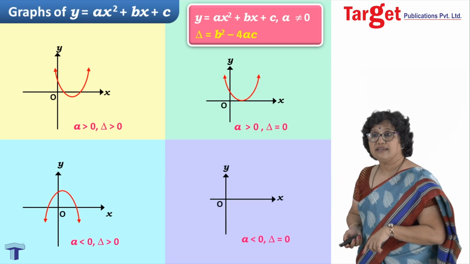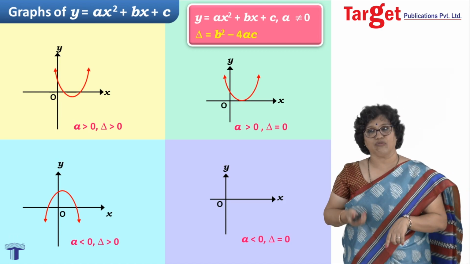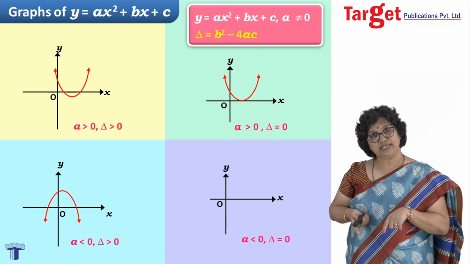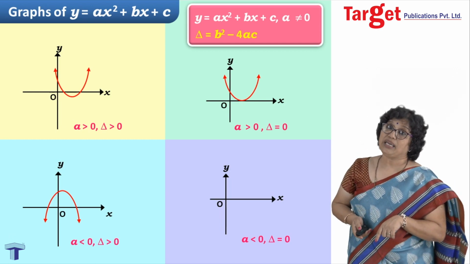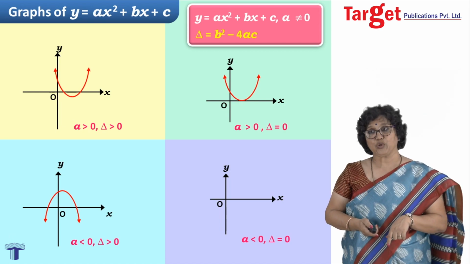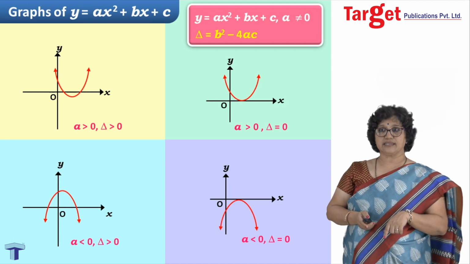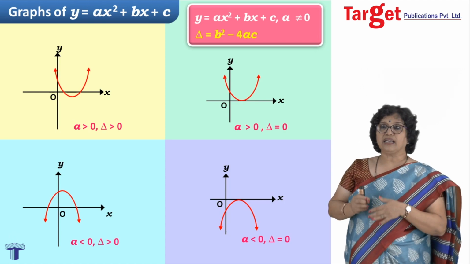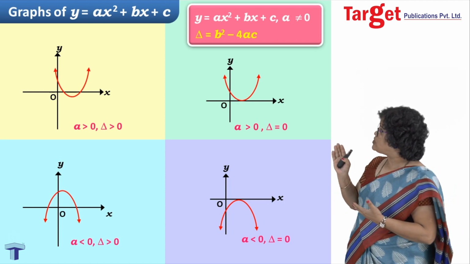And my last case is a less than 0, delta equal to 0. A less than 0 will tell me that the graph would be opening downwards. Delta equal to 0 will tell me that it would meet the x-axis once only and the graph would look something like this.